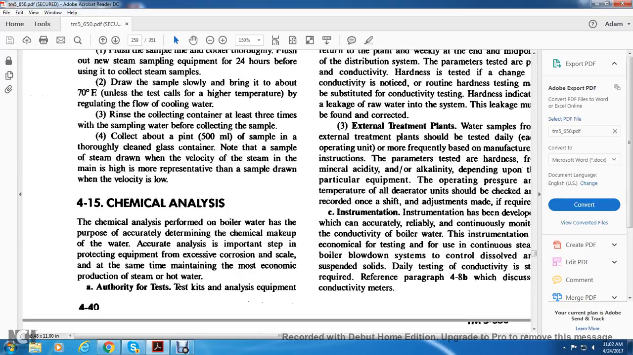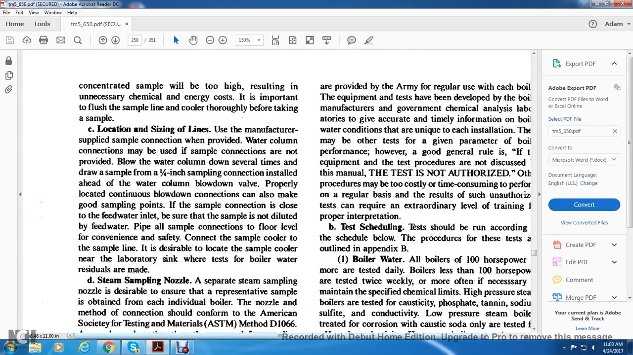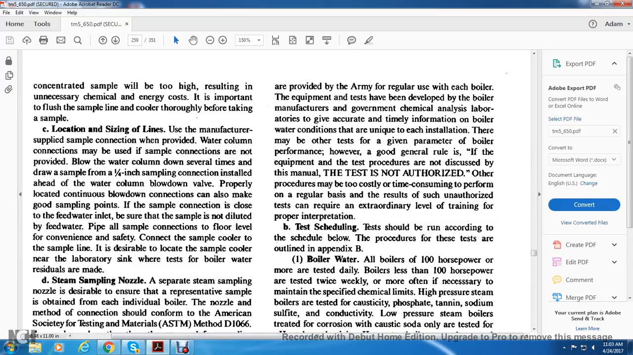4-15 Chemical analysis. The chemical analysis performed on boiler water is to accurately determine the chemical makeup of the water. Accurate analysis is an important step in protecting equipment from excessive corrosion and scale, and in maintaining the most economical production of steam and hot water. Authority for test kit analysis equipment is provided by the Army for regular use on each boiler.